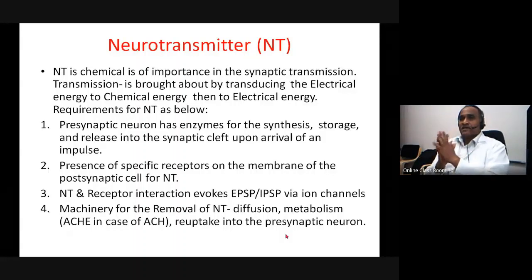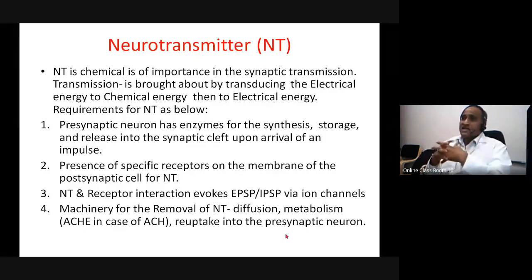A neurotransmitter is a chemical, and this chemical may be a simple molecule or a complex molecule. A simple molecule like an amino acid, or it may even be a gas, or it may be more complex, like the peptides. So what this molecule does is it is released by the synaptic vesicle into the synaptic cleft.